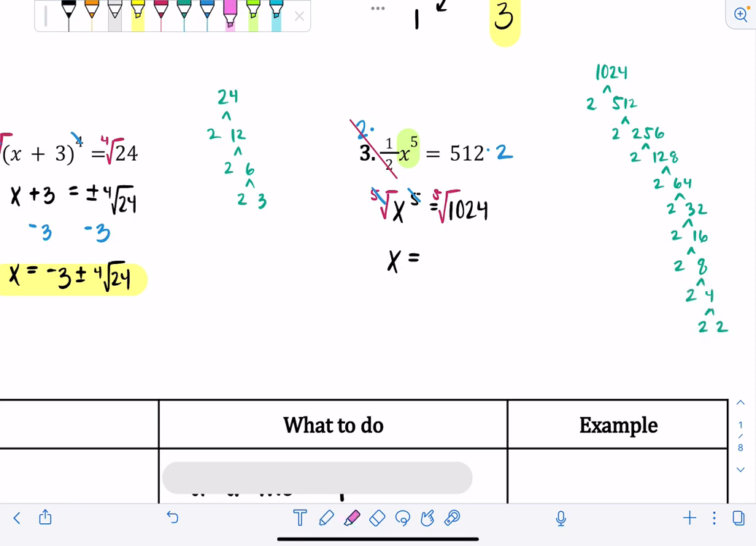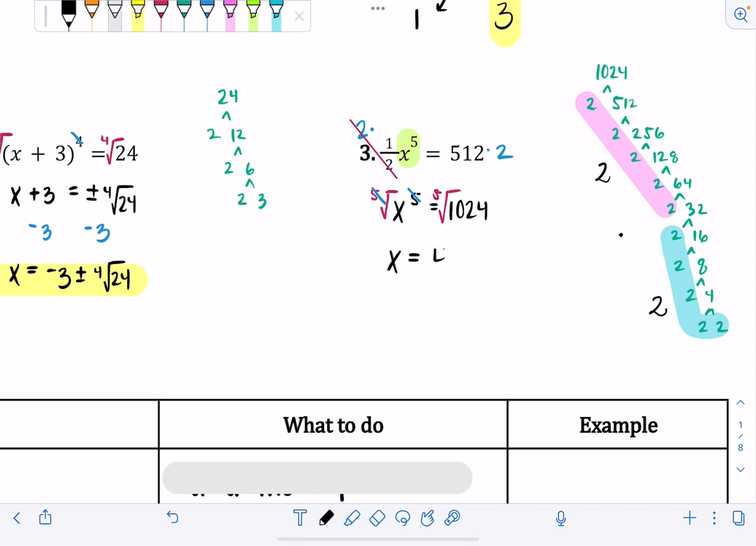So since it's a fifth root, we're looking for 5 of the same number. I have 1, 2, 3, 4, 5 2's right here. And we're just looking at the prime numbers at the bottom. So basically all the 2's. And then I have 1, 2, 3, 4, 5 2's right there. So since I have a 2 that I can pull out from here, a 2 that I can pull out from here, if you can pull out multiple, you multiply them together.